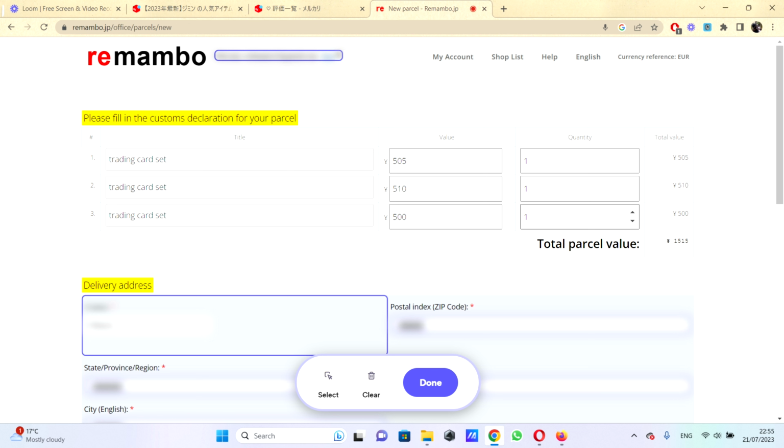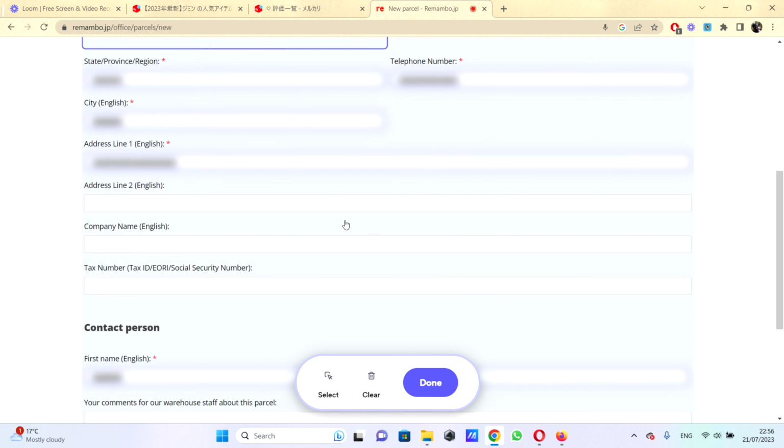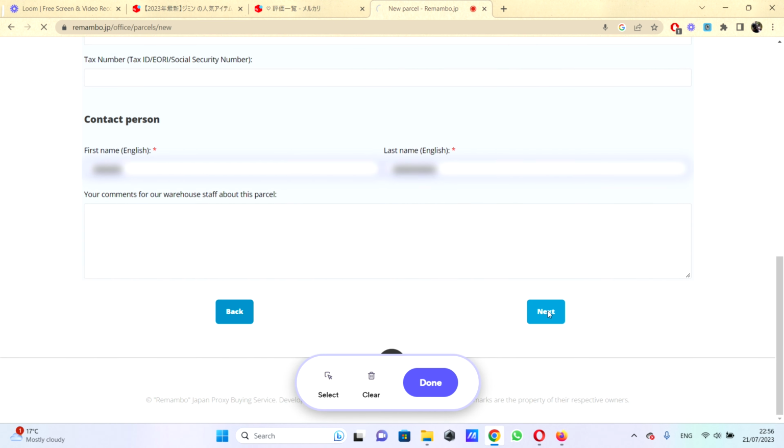Just make sure that you check everything. If it doesn't let you edit the value, like this doesn't pop up, there's no editing here when it says please fill in the customs declaration and your delivery address. That is why. So I'm gonna check through all of the information and I will be back in a little bit. All of my information was correct, so then what we're gonna do is just go next.